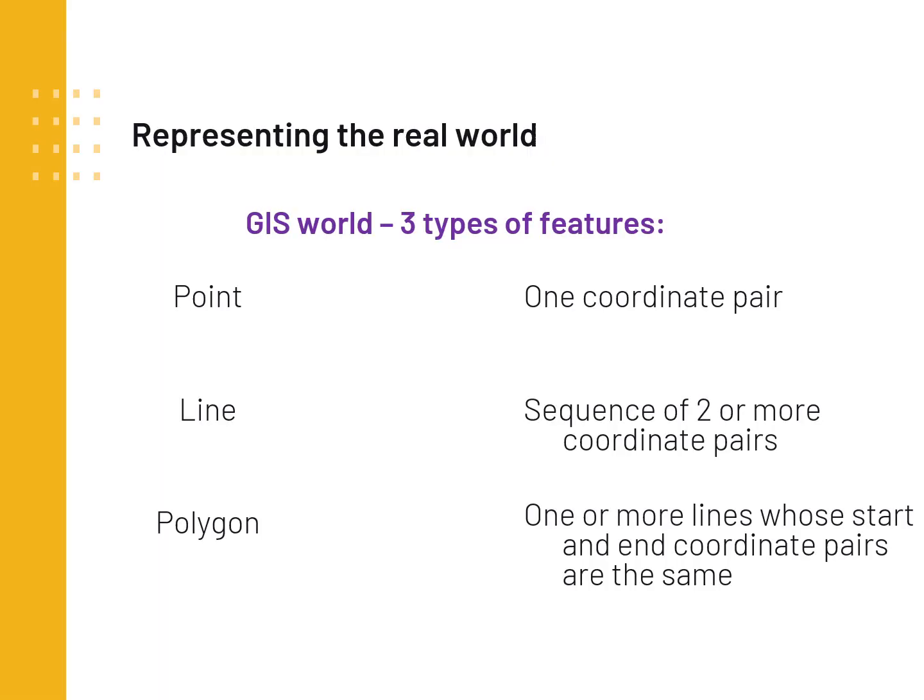So, representing real-world objects in GIS. In the vector GIS world, there are three types of features. Everything on your map was one of three types. They're either points, lines, or polygons. Points are those objects that have a single coordinate pair, a single XY, so they represent a single point. Lines, on the other hand, have a sequence of two or more coordinate pairs that are joined together. A polygon has one or more lines whose start and end point are the same. Therefore, they can close and can have individual colors and can be filled in.